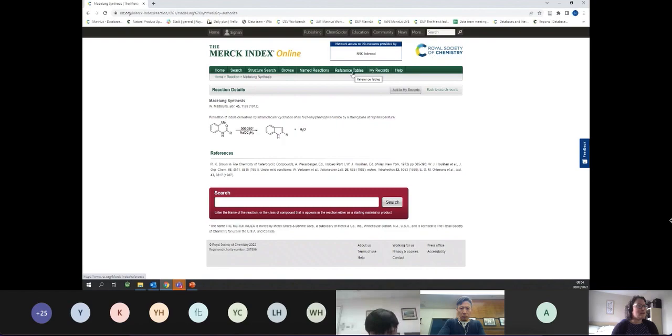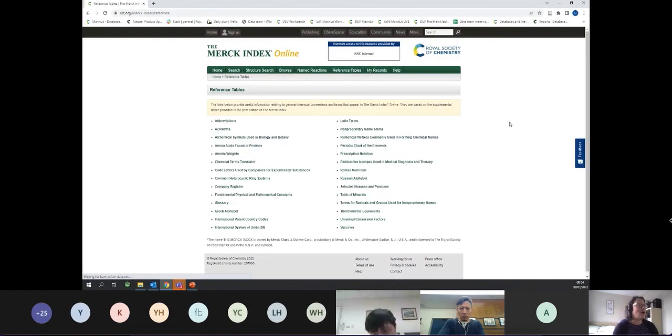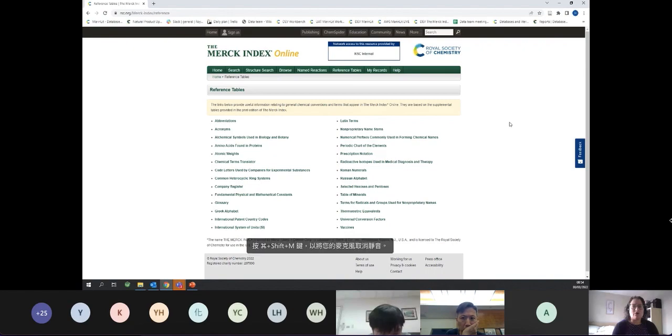And the very last section I'm going to show you are the reference tables. These are the appendices that came out of the Merck book, and they may be useful if you are, for example, dealing with old literature. So they are relevant to the conventions we use in some of our older monographs and also older literature.